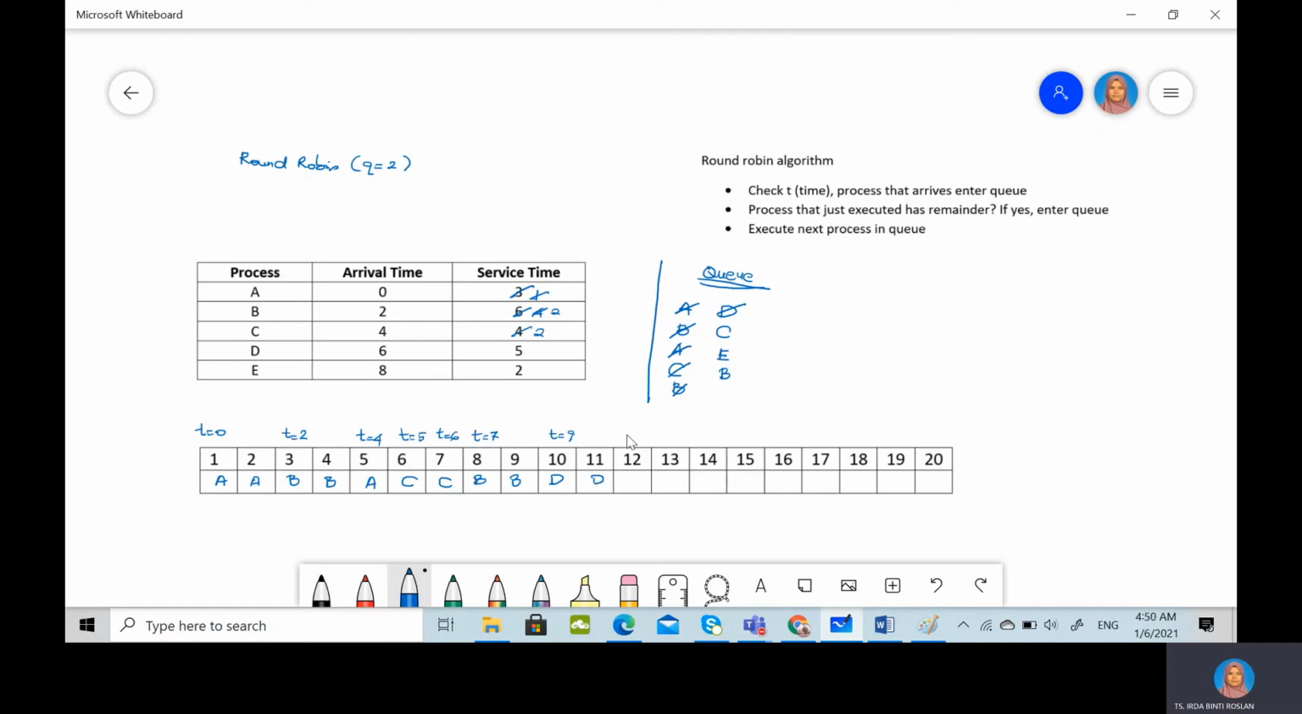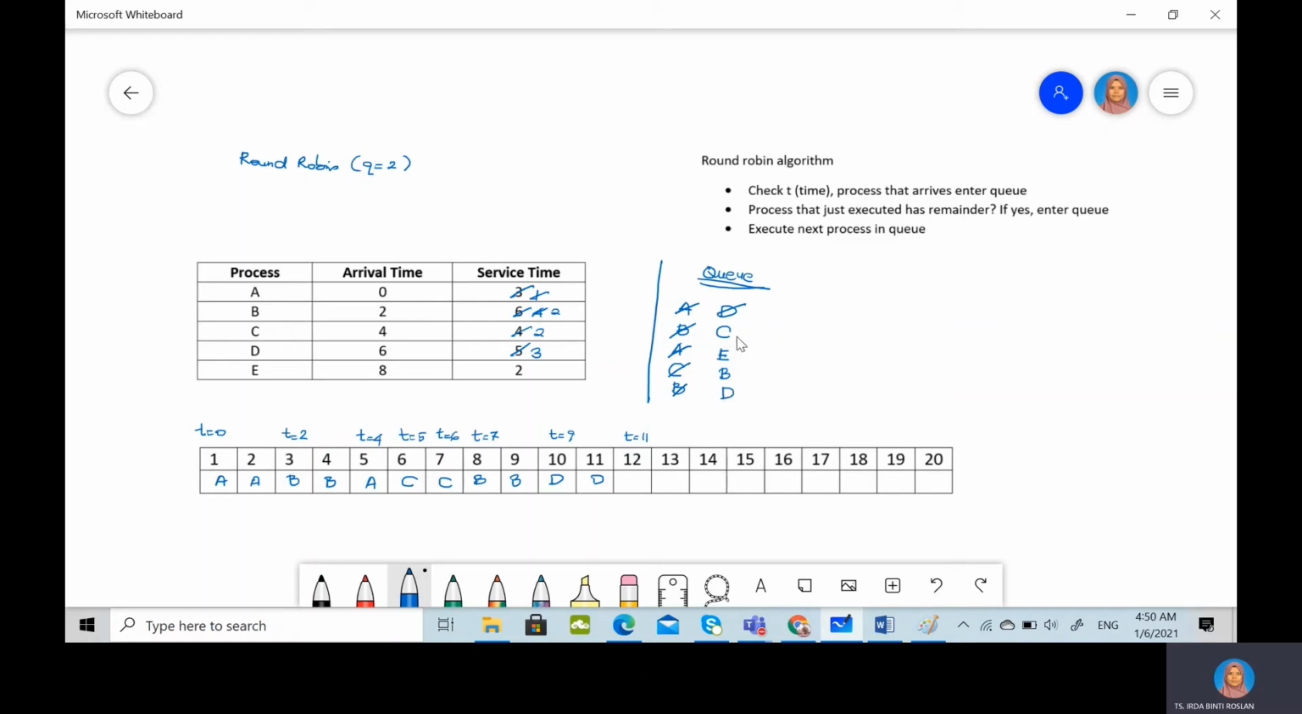Okay, so here this is T equals to 11. But actually, we don't have to check the time anymore, because all the processes have already arrived. So no problem in terms of the arrival. We just check whether D has any remainder or not. D has 3 and put it in the queue.